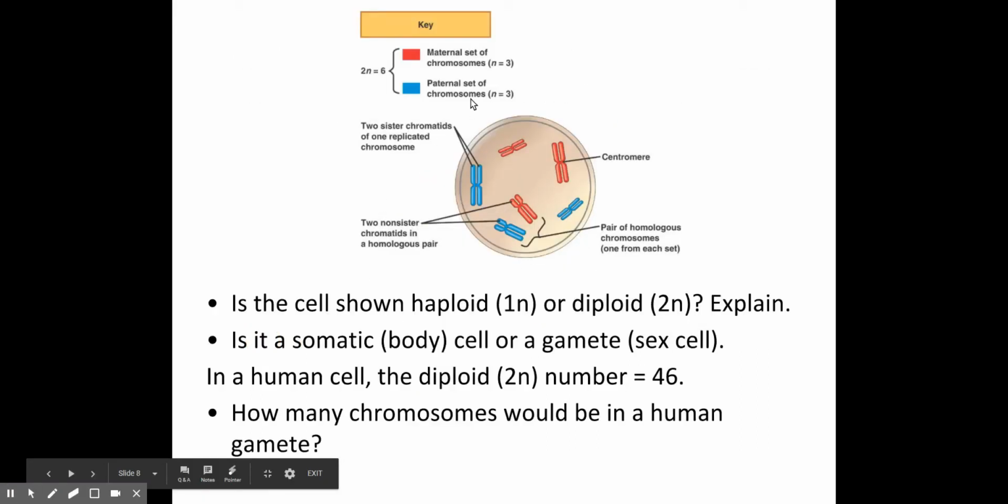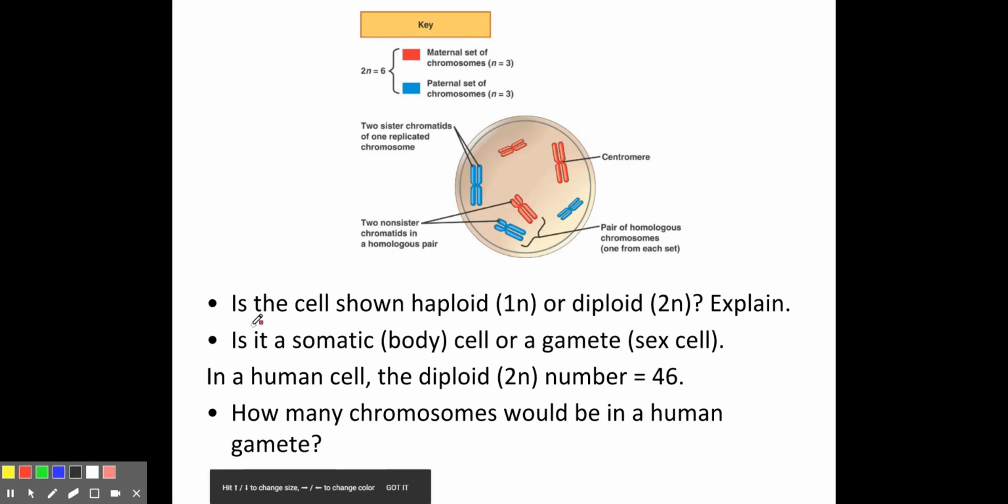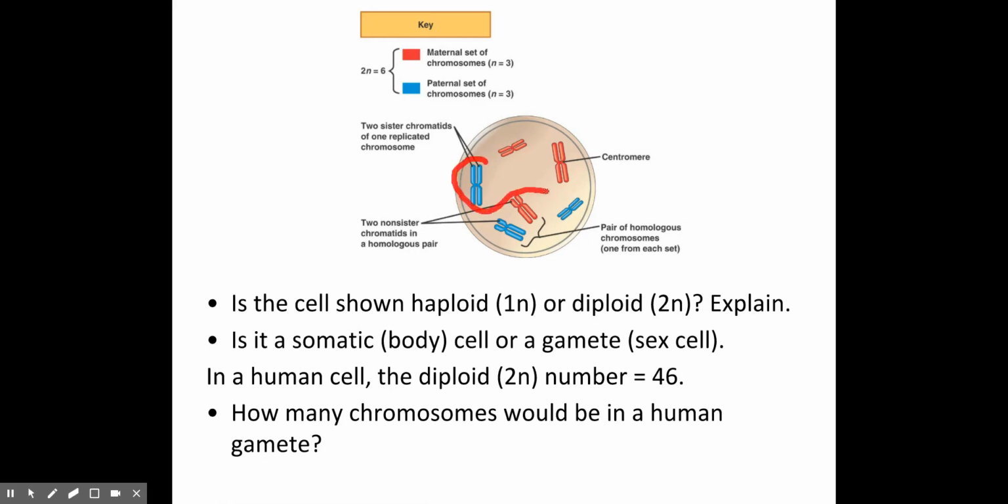All right, let's look at this next diagram. And after we look at it together, pause the video and you can answer these questions below. First one saying, is the cell shown haploid or diploid? And make sure you can explain. Well, remember that diploid means there's going to be a full set of homologous pairs. And so if we look carefully at this diagram, there is a full pair right there. Here's another pair. And then here's a third pair. So we do have homologous pairs. If we have homologous pairs, then it's going to be a diploid cell.